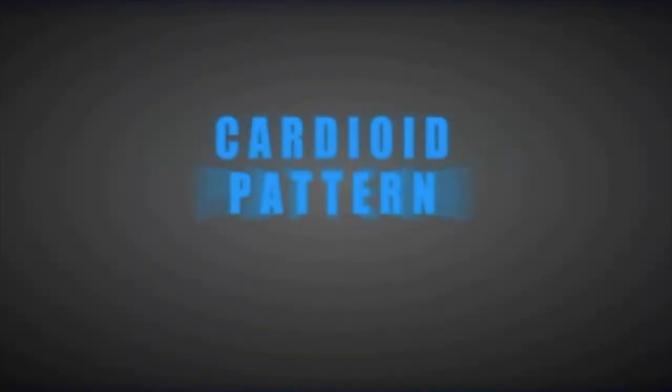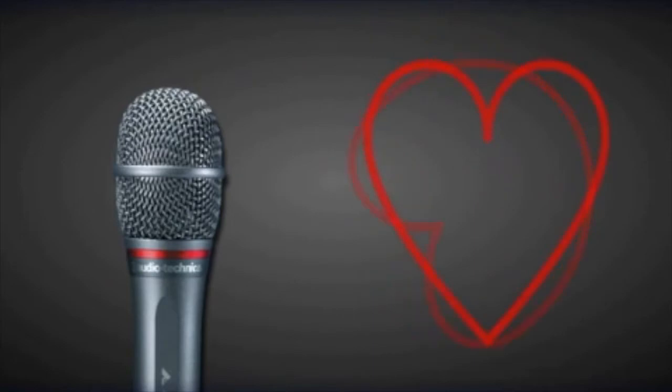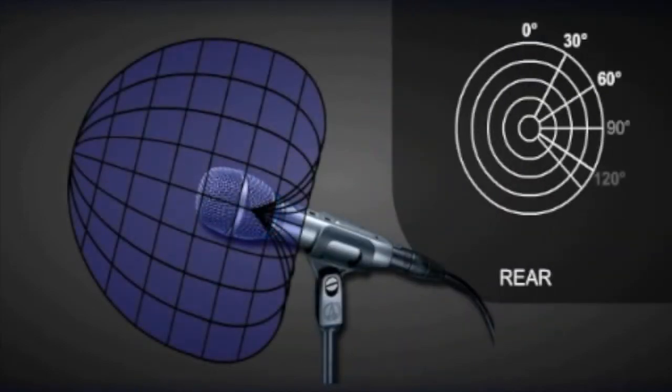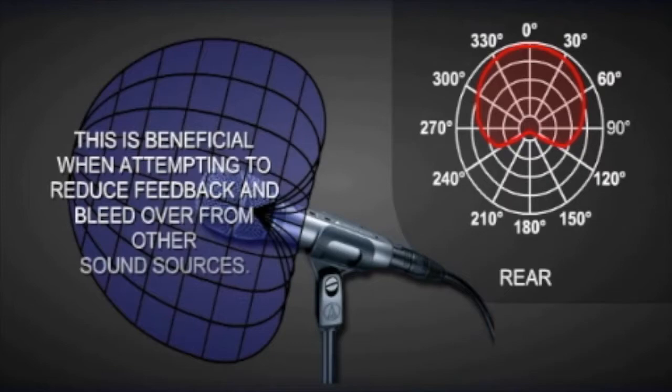The cardioid pattern is the most common directional pattern available. It is known as cardioid due to the pattern's similarity in shape to a heart. A cardioid pattern excels in rejecting sound from the rear and partially from the sides of the microphone. This is beneficial when attempting to reduce feedback and bleed over from other sound sources.